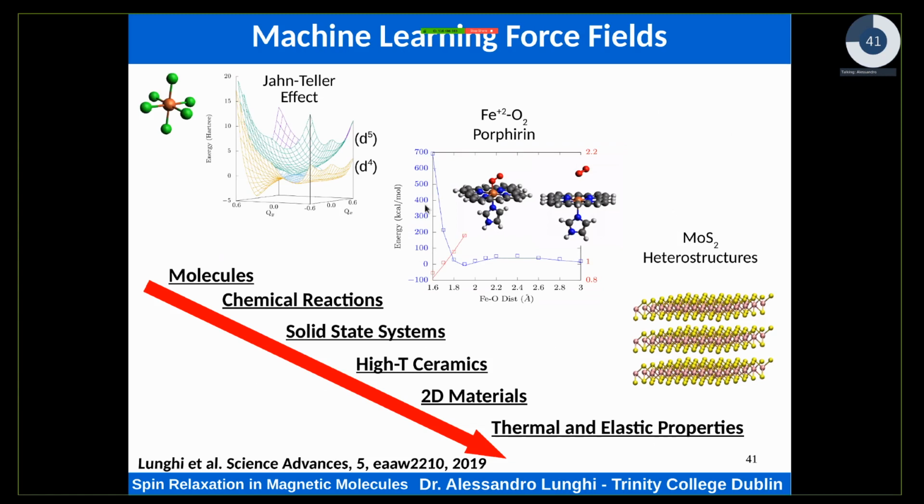So we've tested this approach on different kinds of compounds. The example I showed you before was on very simple coordination compounds. It's nice to see that it can also naturally predict the occurrence of the Jahn-Teller distortion. We have tested it on chemical reactions, and it works, also in cases where transition metals are involved and spin crossover effects. We tested it on solid-state materials like high-temperature ceramics and for the calculation of thermal and elastic properties, and it always worked.